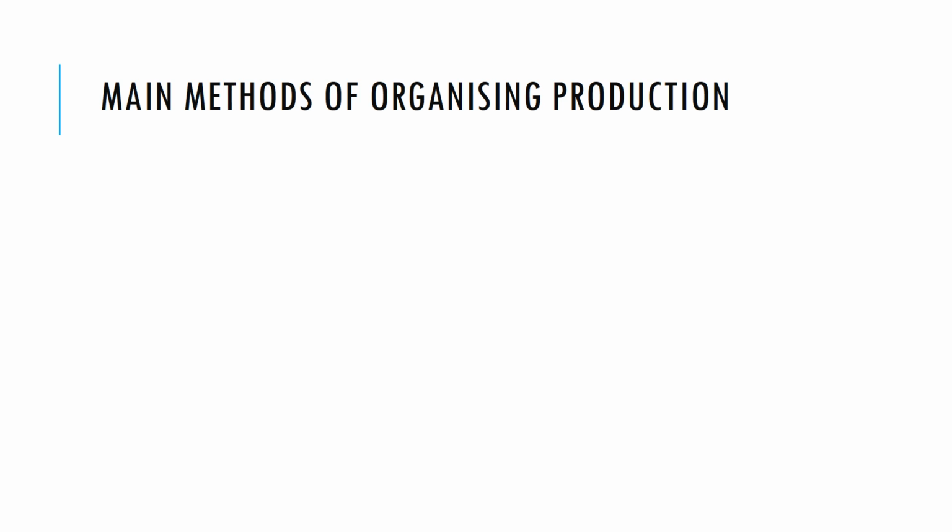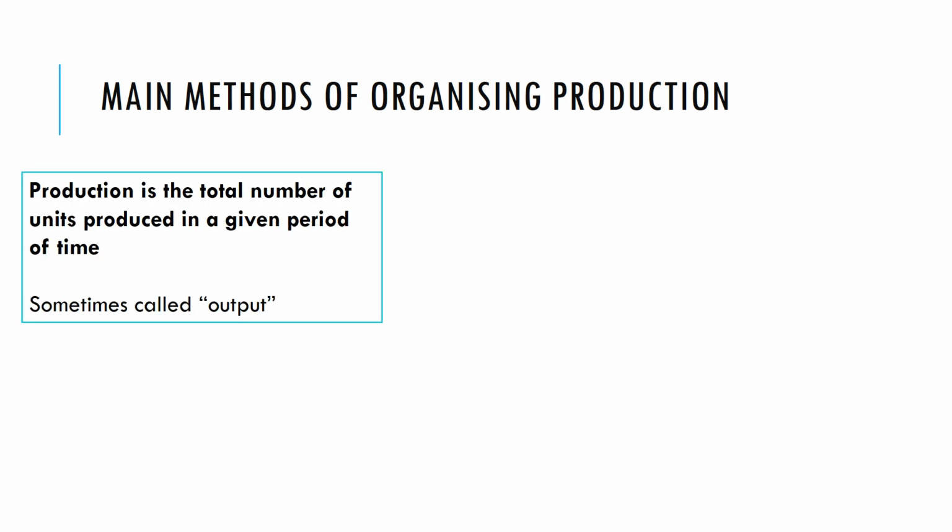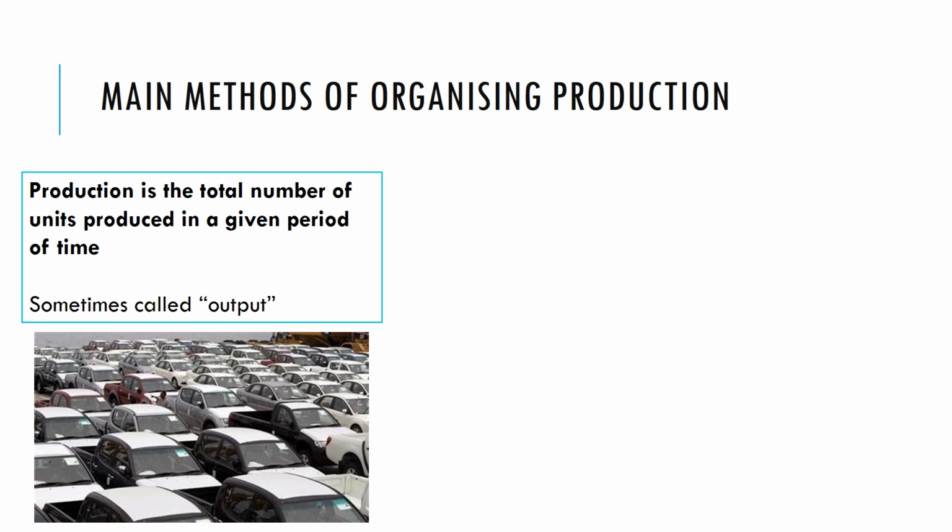So we're going to start with our main methods of organising production. But first of all, what do we mean by production? Well, production is the total number of units produced in a given period of time. Sometimes it's called output. For example, how many cars are produced in a year at a local car plant? Well, that number would be the production, the total number of units being produced.